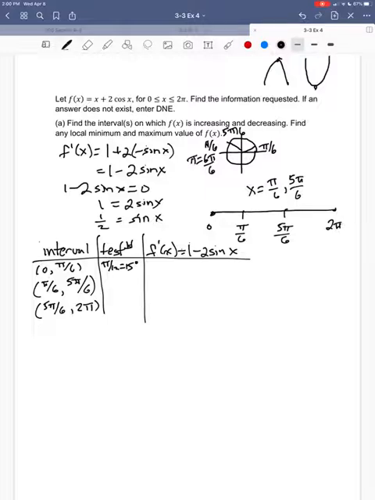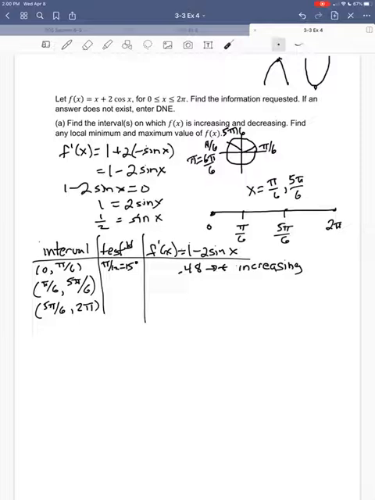What I can do then is put that in a calculator, take 1 minus 2 times the sine of 15 degrees, and if you do that, you get positive 0.48. And all that's really important is that that's positive. That means my first derivative is positive, which means my function is increasing.